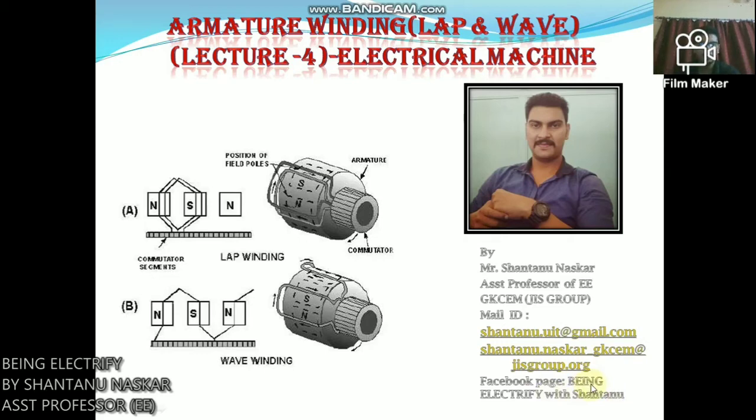Okay, so armature winding. The armature winding is the most important part of the rotating machine. It is the place where the energy conversion takes place. The mechanical energy is converted into electrical energy, and the electrical energy is converted into mechanical energy. The armature winding is mainly classified into two types: lap winding and wave winding.